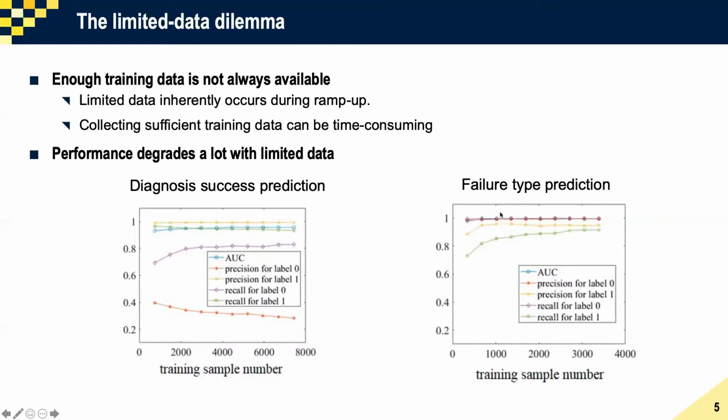However, the performance of the models degrades significantly with very little training data. For example, for a 28 nanometer test chip, 2,000 training samples are crucial to guaranteeing a high recall for diagnosis success prediction. This value drops to around 68% with fewer than 500 samples. Collecting sufficient training data, unfortunately, can be time-consuming. For example, one training sample may require several hours of diagnosis.